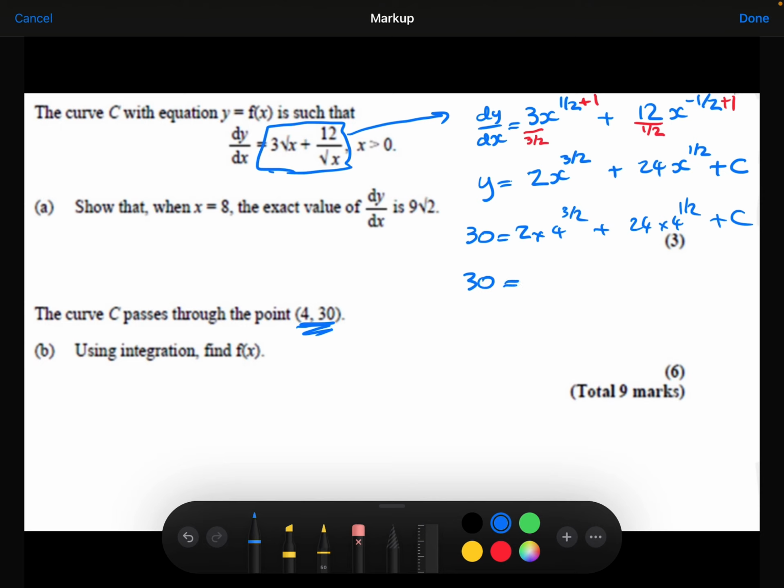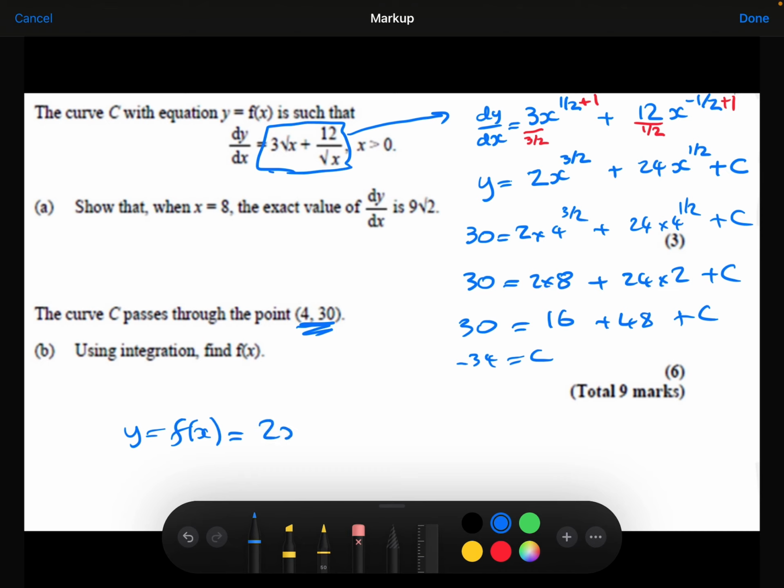So when we do that, we get 4 to the power of 3 over 2 is 8. 4 to the power of a half is 2. So we find that c is minus 34, and therefore my function y equals f of x is equal to 2x to the power of 3 over 2 plus 24x to the power of a half minus 34. And we're done.